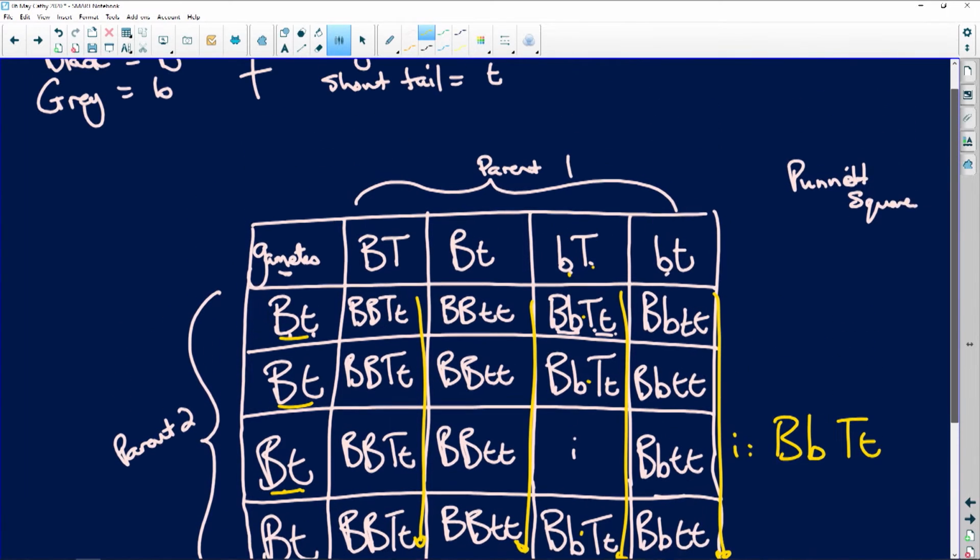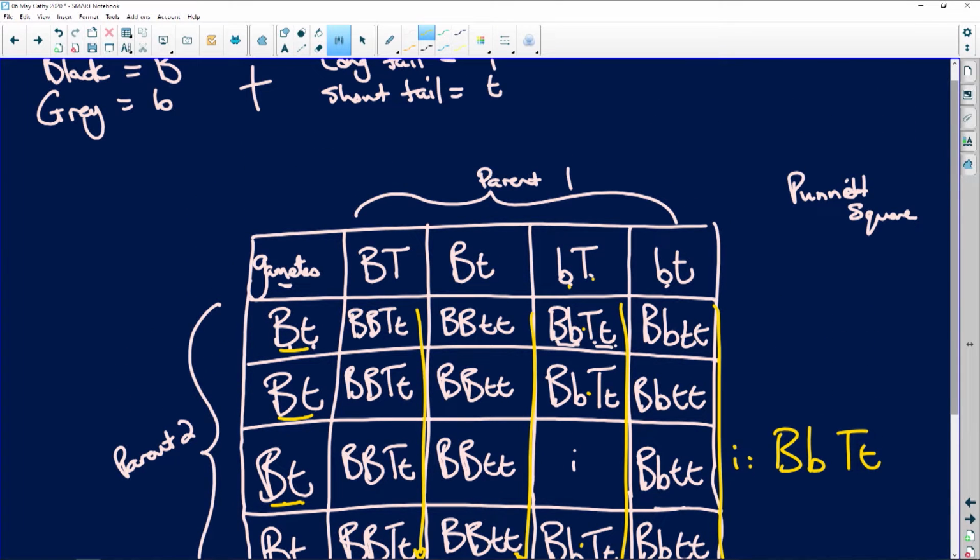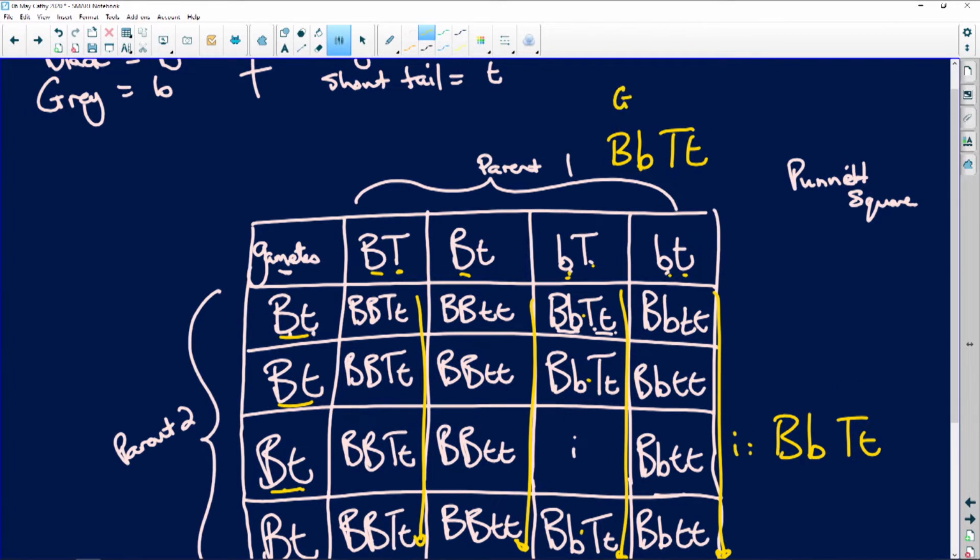Now it says, give the genotype of parent 1. Now people, remember genotype, genes. So what is the genotype of parent 1? And look here, parent 1 is capital B, a small b, and capital T and small t. All right, so that is the genotype of parent 1. Then they say the phenotype of parent 2. So this is the genotype.